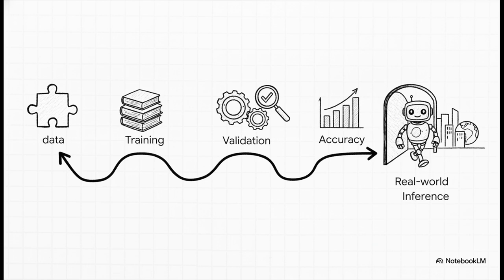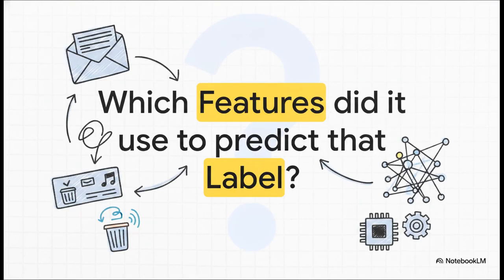We've just walked through the core machine learning terminologies, and you now understand exactly how they work together to power the tech we use every single day. So I want to leave you with this thought to ponder. The next time an AI seamlessly filters a piece of spam out of your inbox or recommends your next favorite song, I challenge you to ask yourself, which features did its inference engine use to accurately predict that label?